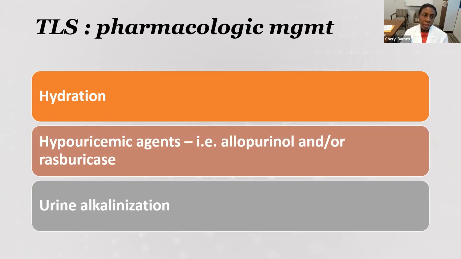So in treating tumor lysis syndrome, one of the first and very, very important things is hydration. Then there are hyperuricemic agents such as allopurinol and rasburicase, which I will talk about. Rasburicase is the one that will be impacted if the patients have G6PD deficiency. And you also need to alkalize the urine.